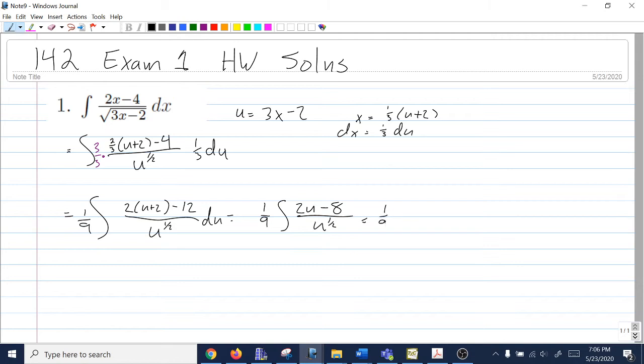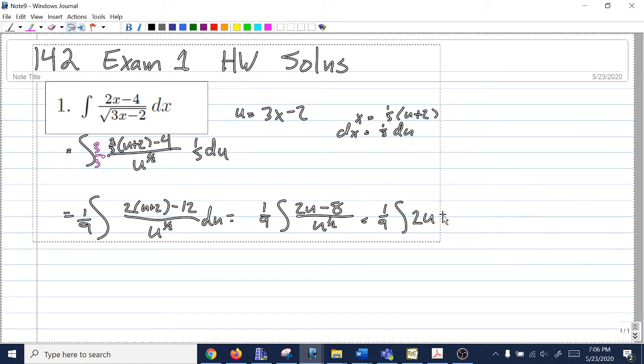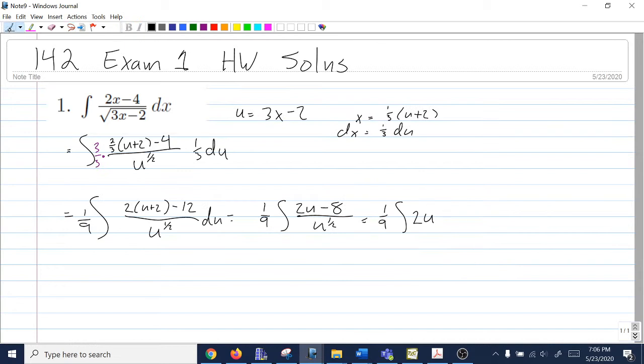Split up the fraction. 1/9 integral of 2u to the 1/2 minus 8u to the negative 1/2 du. Actually, let's push the 1/9 in. 2/9 of u to the 1/2 plus 1 is u to the 3/2, so I get a 2/3 out front. Minus 8/9 times u to the positive 1/2 divided by 1/2, that's a 2 out front. Plus a constant.